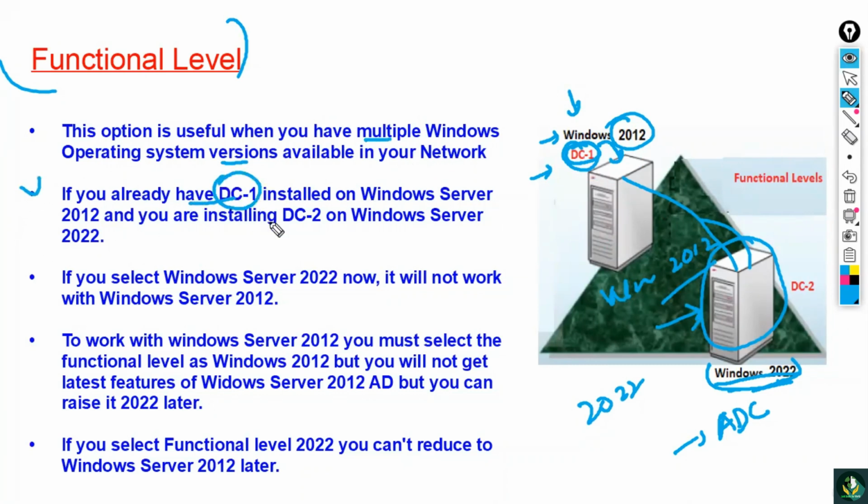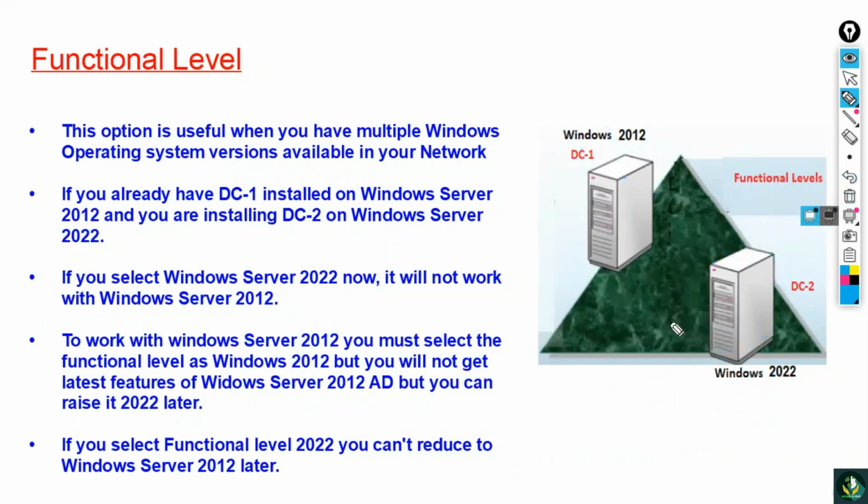If you already have DC1 installed on Windows Server 2012 and you are installing DC2 on Windows Server 2022, if you select Windows Server 2022 now, it will not work with Windows Server 2012. So to work with Windows 2012, you must select the functional level as Windows 2012, but you will not get the latest features of Windows Server 2022. But you can later raise the functional level to 2022. So let us say you are installing Windows Server 2022 on this server and you have selected the forest functional level 2012. Later, if you want, you can raise the forest functional level to Windows 2022.